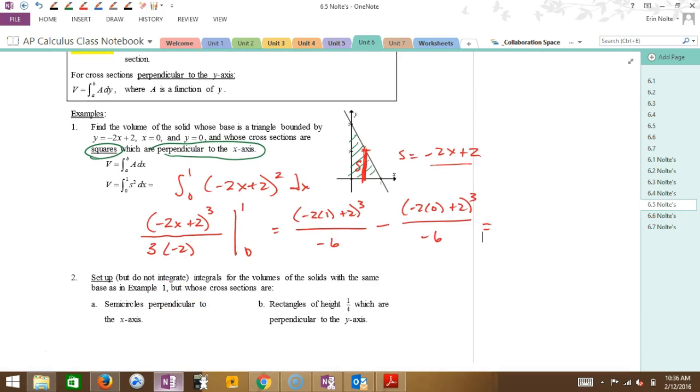All right, so let's math this out. So we got negative 2 plus 2 is 0. 0 cubed is 0. 0 divided by anything is still 0. So we got 0 for the first one. Okay, on the second one we have 0 plus 2 is 2. 2 cubed is 8. And 8 over negative 6 is negative 4/3, right? So minus a negative, so can I go ahead and say plus 4/3? Or you can say 8/6 if you feel better about that and then simplify it. Okay, so we get a positive volume, not area.